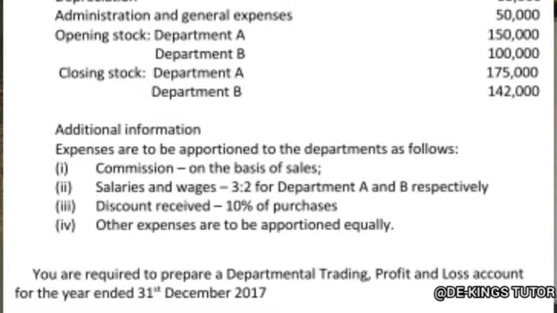And also we have additional information. Expenses are to be apportioned to the departments as follows. Look at the additional information. Commission on the basis of sales. Salaries and wages 3:2 for Department A and B. Third, discount received is 10% of purchases, and other expenses are to be apportioned equally.